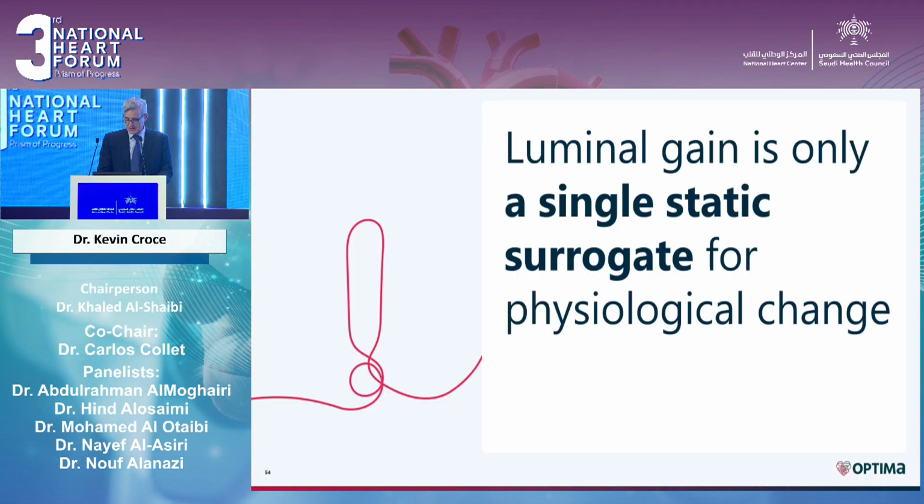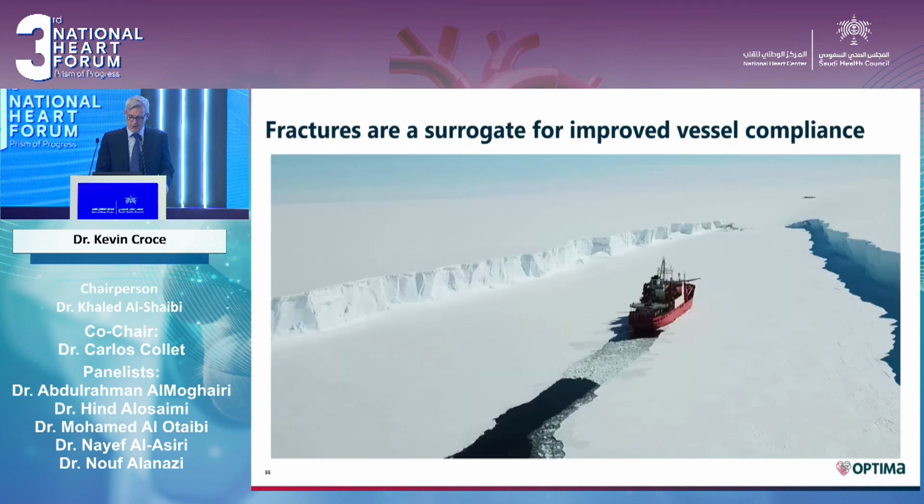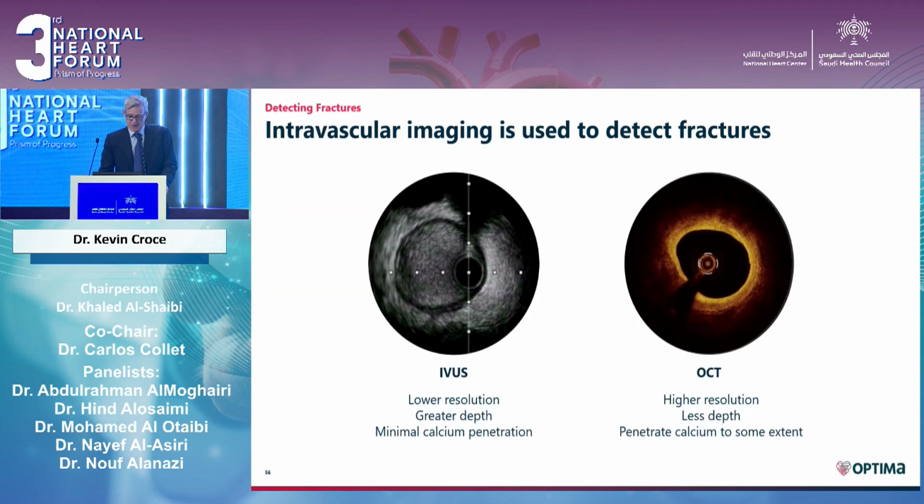Luminal gain is only a single static surrogate for physiologic change. We really want to be able to see if fractures are present, because this helps us to understand whether the calcium has been modified substantially. Intravascular imaging can be used to detect fractures. I showed you this in the case we did this morning. With the HD IVUS, we were able to see that the IVL treatment fractured the calcium substantially, especially in the mid to distal segment. We did not have enough calcium fracture or enough growth in the balloon proximally, so we used a second IVL balloon. The case we did this morning really shows the operation of how to use balloon expansion and imaging in tandem to be able to determine whether the vessel is appropriately modified.